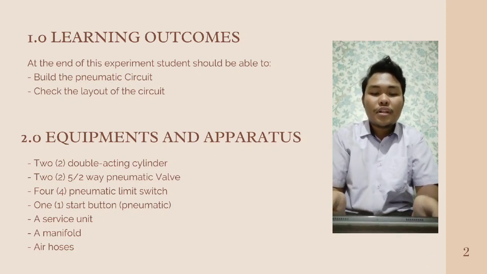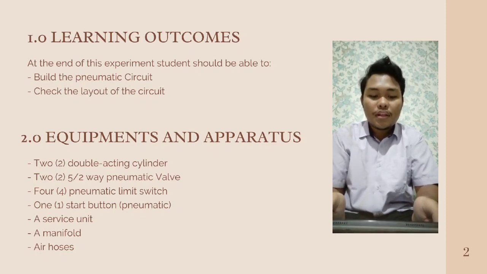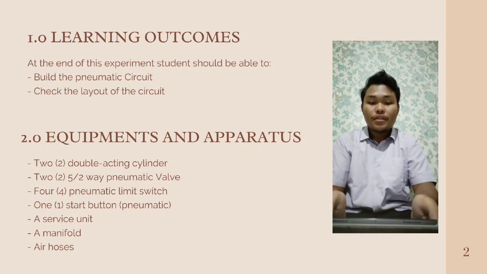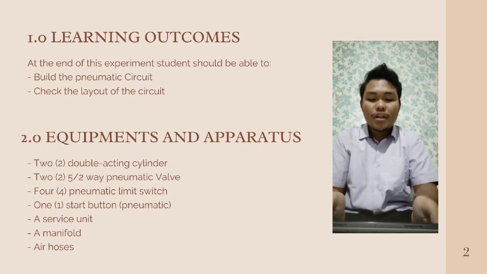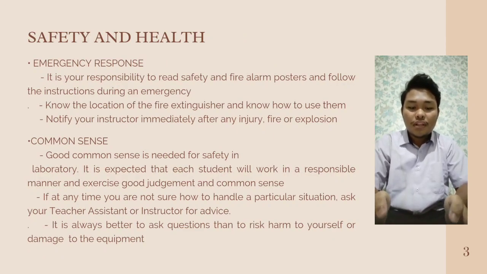First, I will do a practical one, which is a transfer part of Pneumatic. 1.0 Learning outcome: at the end of the experiment, the student should be able to build the pneumatic circuit and then check the layout of the circuit. 2.0 is the equipment or apparatus. First, we need 2 double-acting cylinders, and then 2 5/2-way pneumatic valves, and then 4 pneumatic limit switches, and then 1 start button, and a service unit, and a manifold, and also a hose.